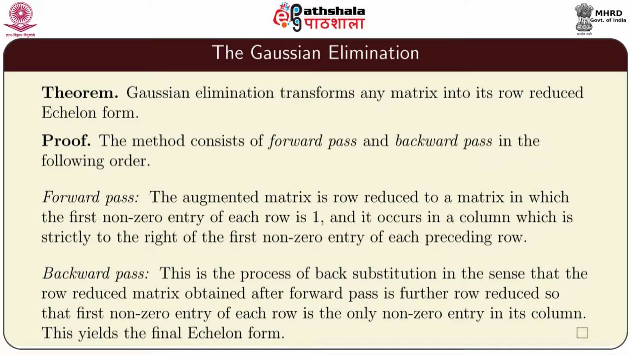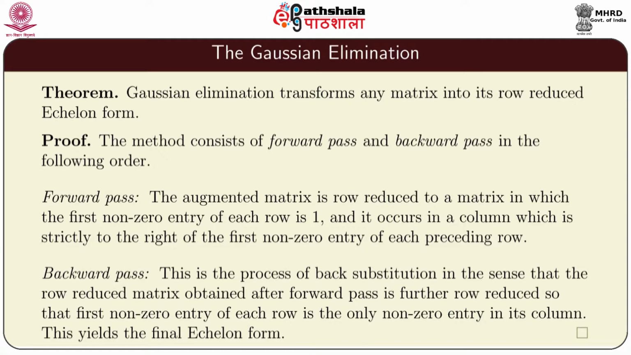Let us see what we mean by forward pass. This is the method by which we row reduce the matrix to a form where the first non-zero entry of each row is 1, and it occurs in a column which is strictly to the right of the first non-zero entry of each preceding row. What does that mean? That means if, let us say, the first row and also the second row are non-zero rows, and if the first non-zero entry of the first row is placed in the fourth column of the matrix, then the first non-zero entry of the second row should be placed on fifth column or afterwards. So, that is precisely what we mean by it occurs in a column which is strictly to the right of the first non-zero entry of each preceding row.